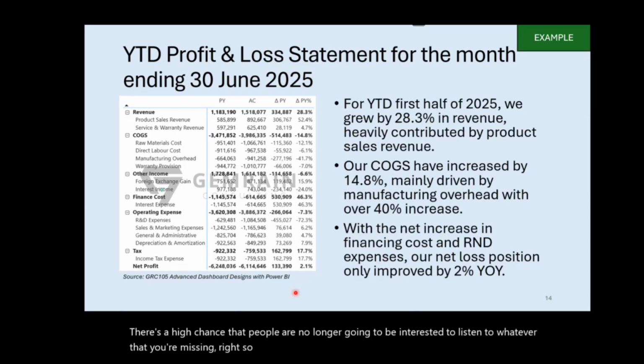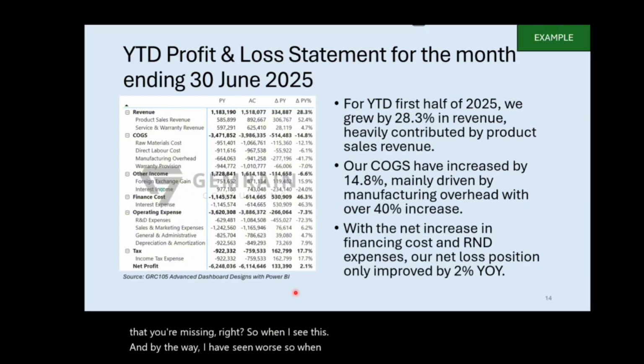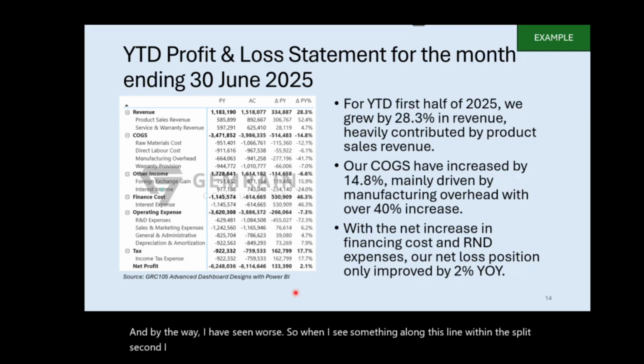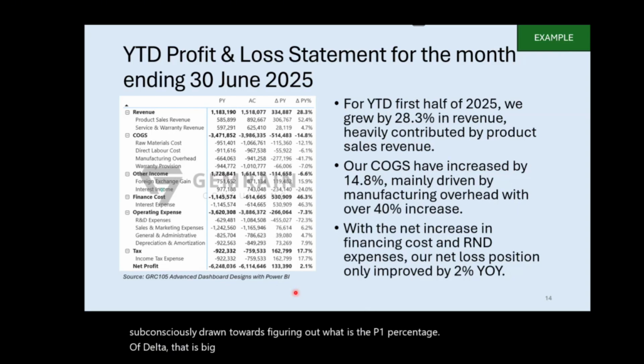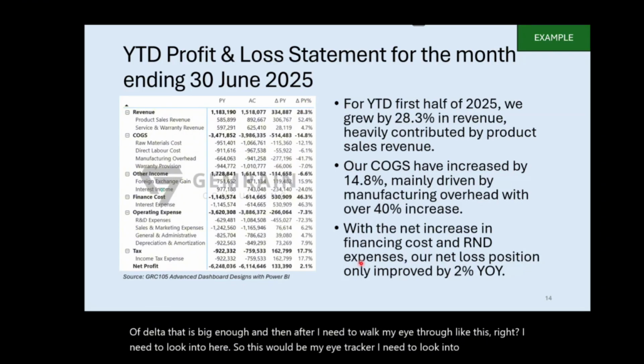So when I see this, and by the way, I have seen worse, within a split second I would already start tuning out, because I would quickly look into your net profit delta, your revenue delta, and I stop listening entirely. My eyes would be subconsciously drawn towards figuring out which PY percentage delta is big enough. And then I need to walk my eye through like this. This would be my eye tracker. I'll need to look into here because I can't understand any of this.